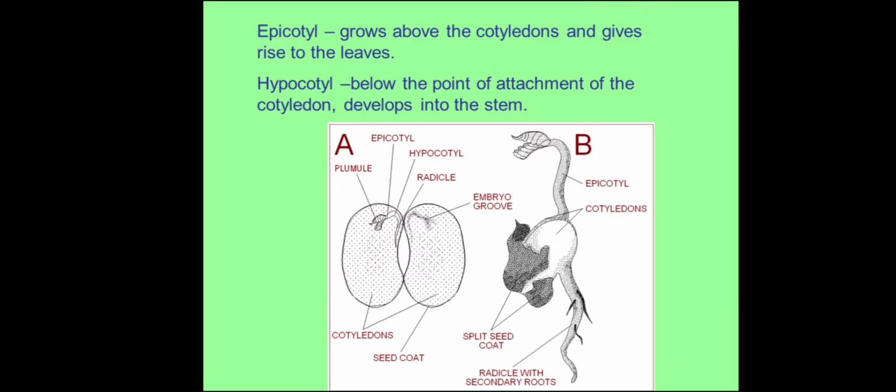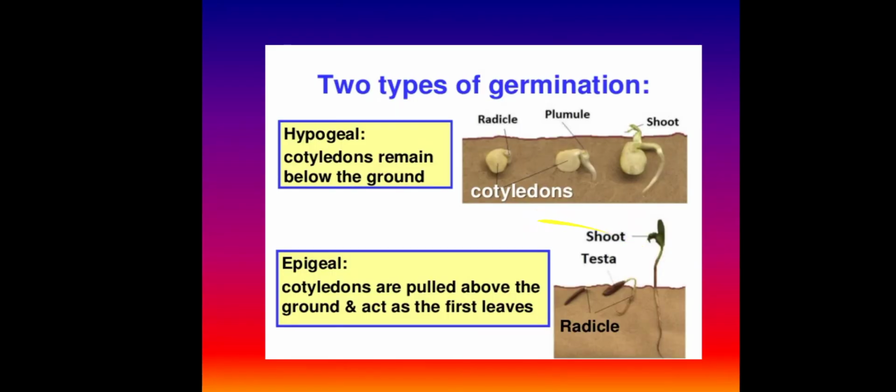Let us revise. Epicotyle grows above the cotyledons and gives rise to the leaves. Hypocotyle, below the point of attachment of cotyledon, develops into the stem. Two types of germination: hypogeal, cotyledons remain below the ground; epigeal, cotyledons are pulled above the ground and act as the first leaves.